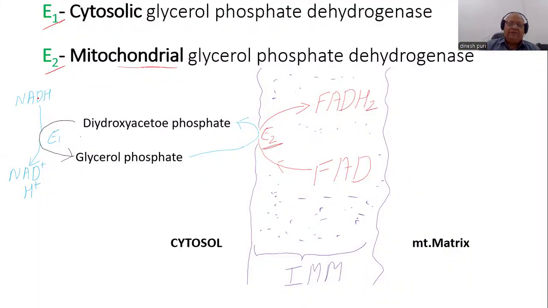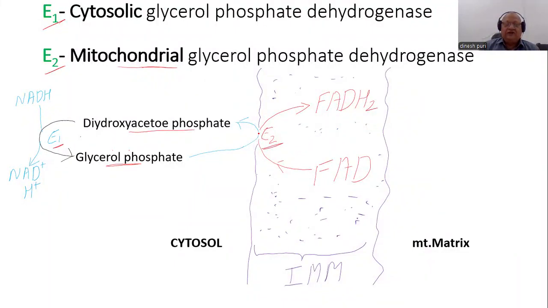So in the first step, NADH donates its hydrogens, or more precisely the reducing equivalents, to a compound called dihydroxyacetone phosphate to produce glycerol phosphate. So the reducing equivalents of NADH have now entered glycerol phosphate. And the enzyme is this one, the cytosolic enzyme. Now comes the mitochondrial enzyme into the picture, the one, E2, we said is embedded in the inner mitochondrial membrane.